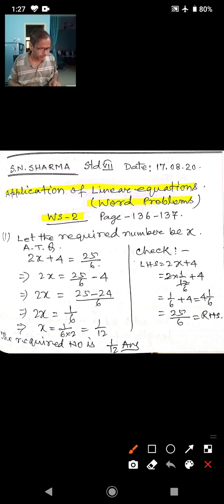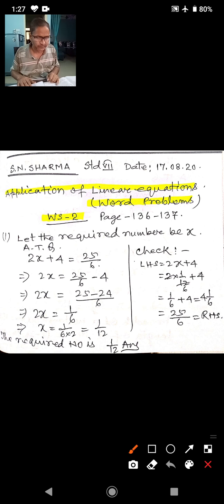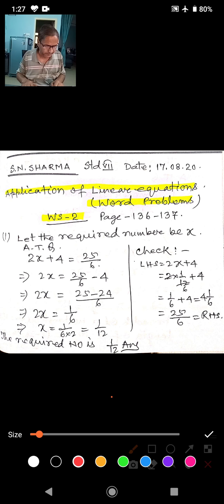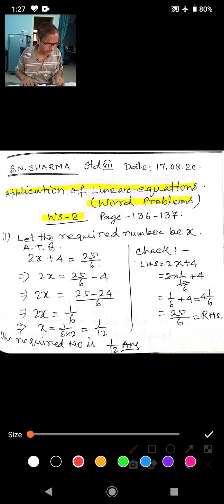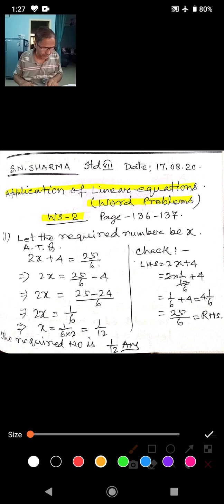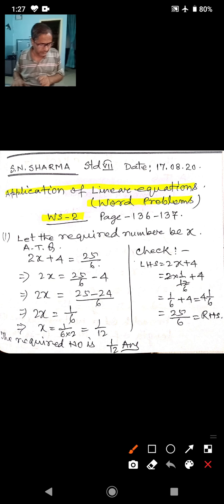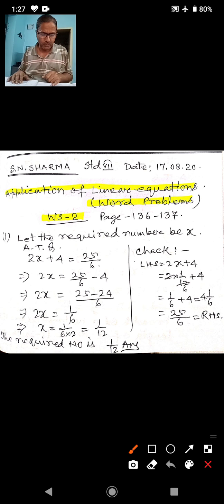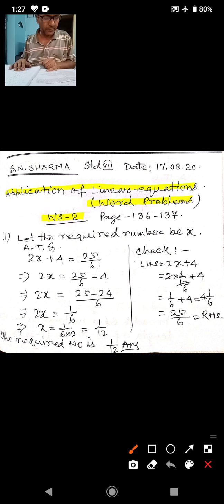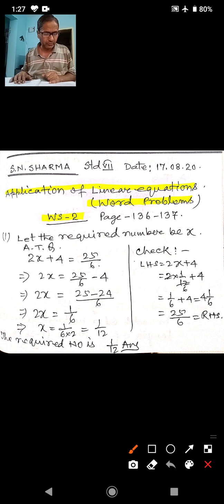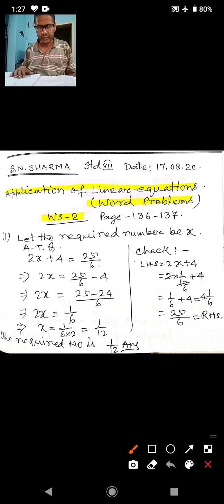Second, write the unknown quantities by any letter such as x, y, z, etc. Translate the statements of the given word problem step by step, or word by word, into mathematical statements. Then, using the given conditions in the problem, formulate an equation. And last, solve the equation for the unknown. After finding the solution, you can check whether the given solution satisfies the equation or not.